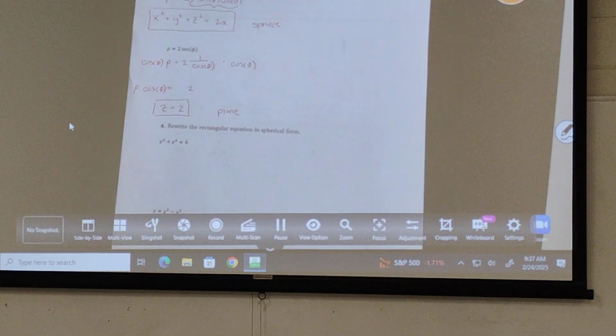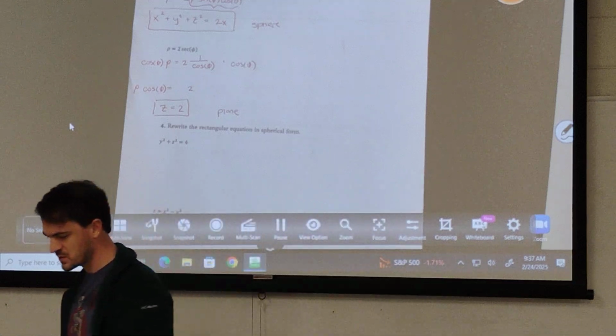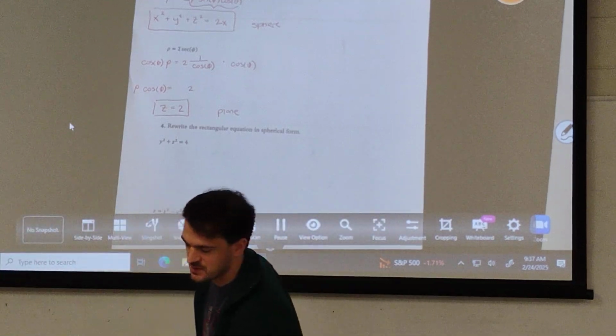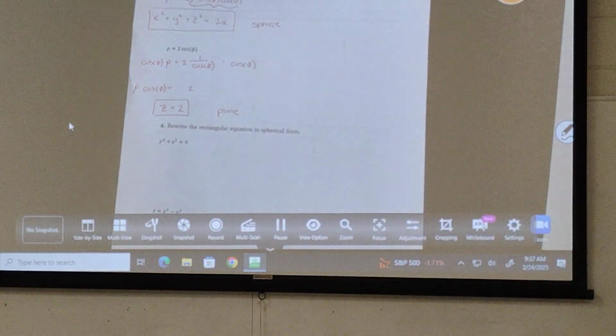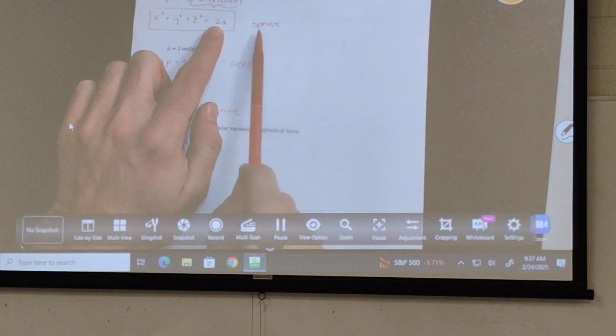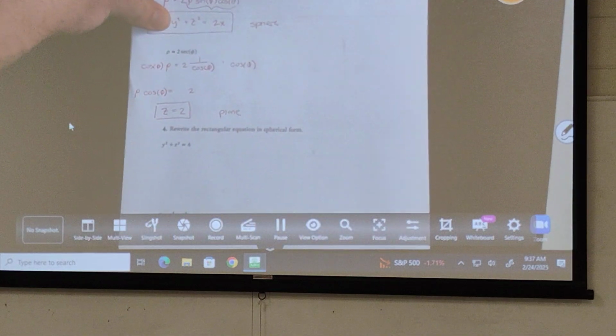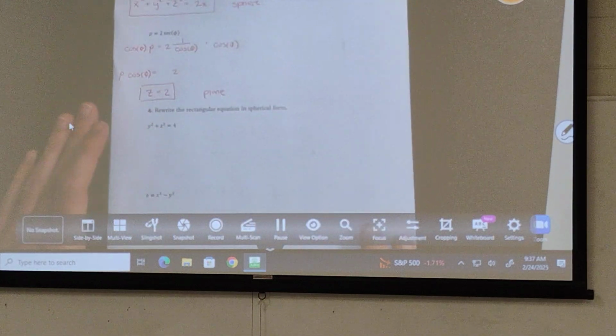In the earlier one, it's a sphere because the right side is 2x. If you had subtracted 2x over, you could do some fancy algebra called completing the square, and you could get that to be the equation of a sphere. So if you have x squared plus y squared plus z squared equals, and then all these pieces are linear in x, y, and z, you would get a sphere.